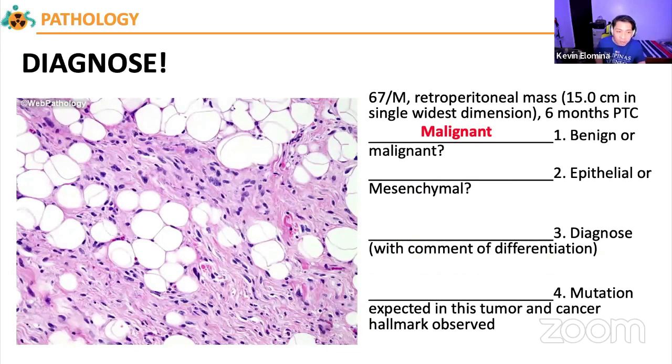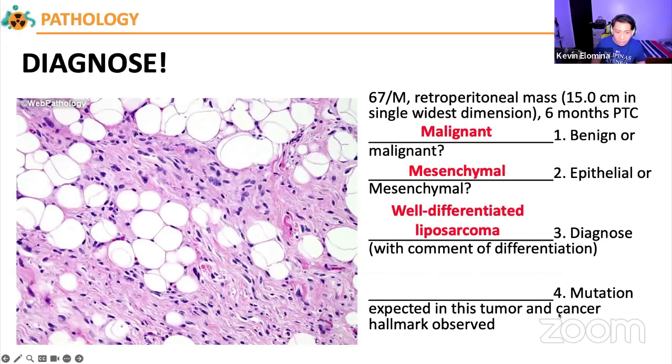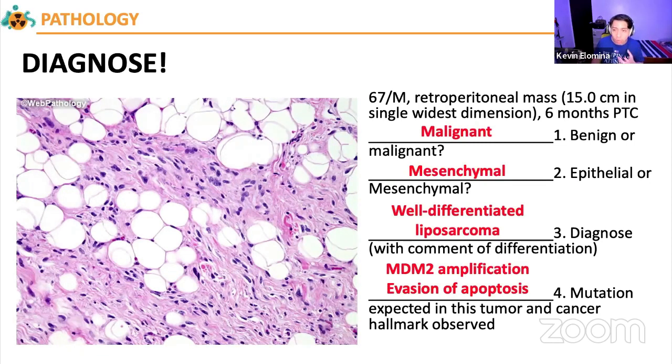Now, is it epithelial or mesenchymal? I see fat. If I see fat, fat is a soft tissue. Therefore, it's mesenchymal. Now, diagnose: it's well-differentiated liposarcoma. So you see mature fat cells, but you see atypical stromal cells in between. And this is because of MDM2 amplification. If you recall in your lectures and handouts, MDM2 is an inhibitor of P53. And P53 guards your genome. So if that is inhibited, then pwede ka magkaroon ng cancer.